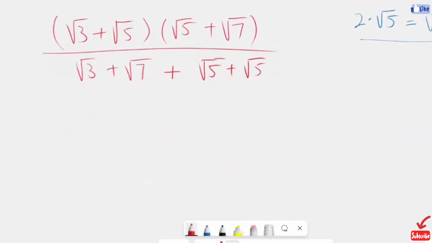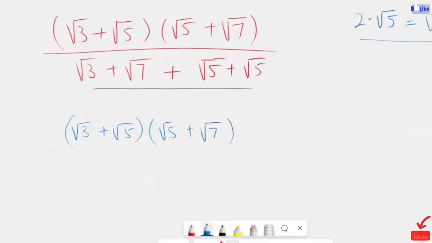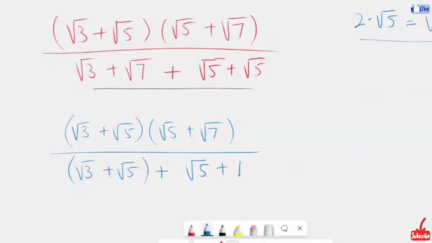In the next step, I am going to rearrange the denominator terms, and the numerator I am going to write the same: root 3 plus root 5 bracket root 5 plus root 7 over this. I am going to write root 3 with root 5. If you can notice, the numerator is the same sequence. So root 3 plus root 5 bracket plus we have here, and here I will write root 5 plus root 7.